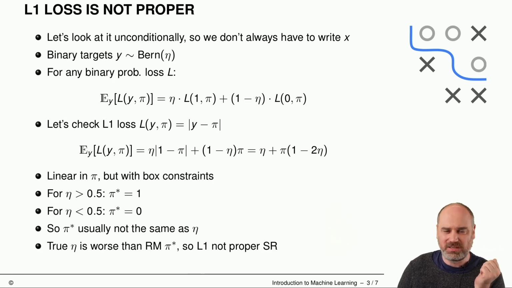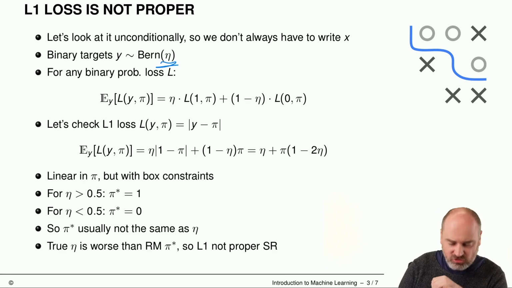I'm not going to write this down conditionally now. I don't want to always write conditioning on x in pi of x, because this is not going to add any extra value, so I'll just leave that out. I look at things unconditionally because that really doesn't change anything. And I will assume that my targets are binary. It's binary classification, 0, 1 labels, so they come from a Bernoulli distribution. This Bernoulli distribution has a parameter eta, and that's my true probability of things being from class 1. Class 0 has true probability 1 minus eta.